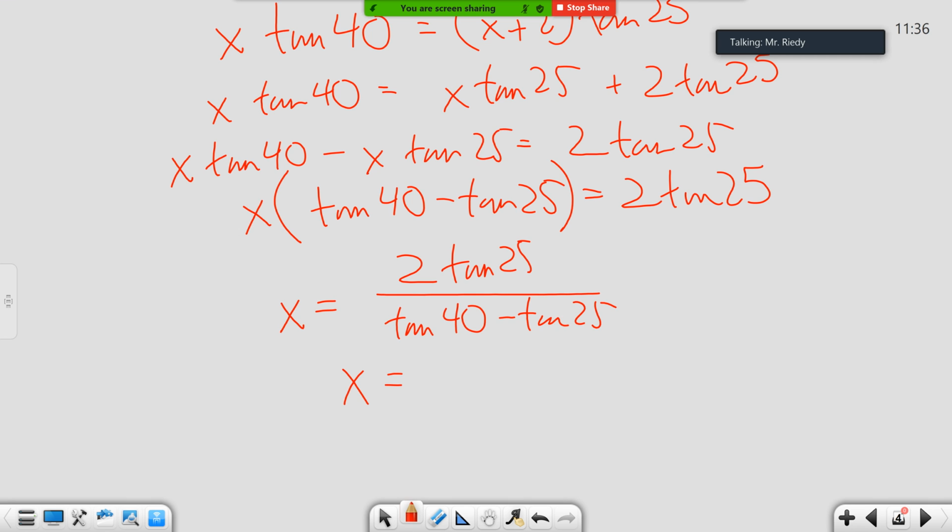Type this into your calculator and see what you get for an answer. Be careful with parentheses.